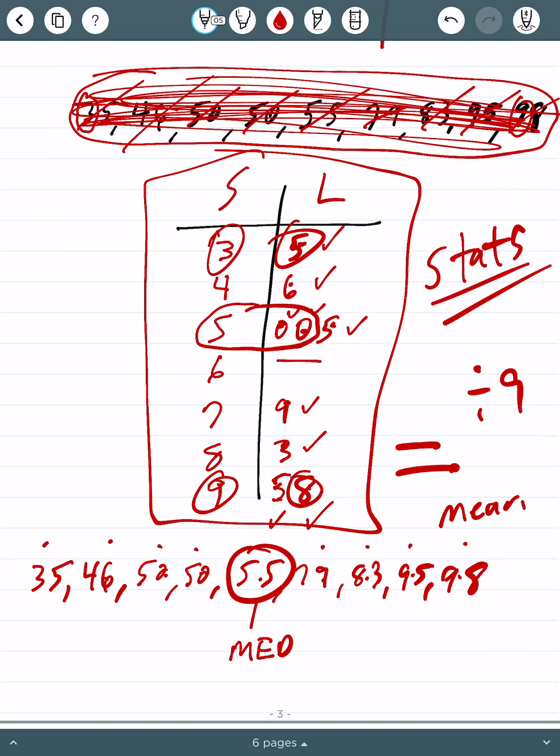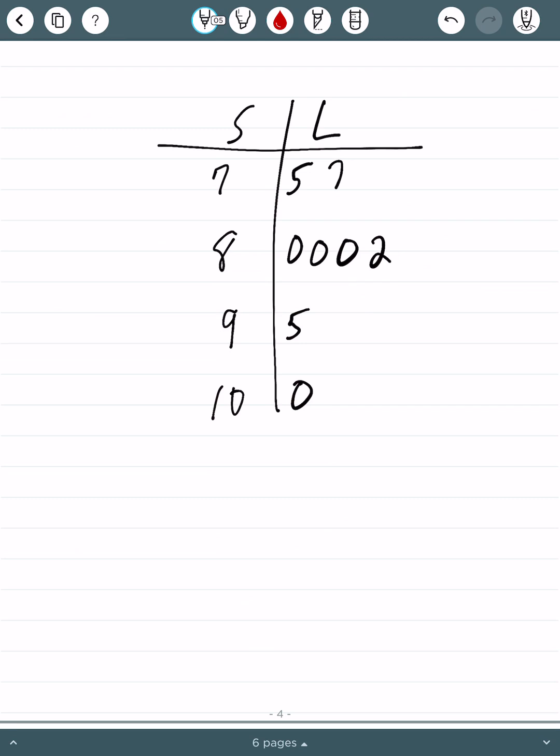So they can give you a stem leaf plot and have you do all kinds of stats on it as well. But the key is, do you know how to write the numbers down? Do you know what this stuff means? For instance, this number here does not mean 5,005. It means 50, 50, 55.